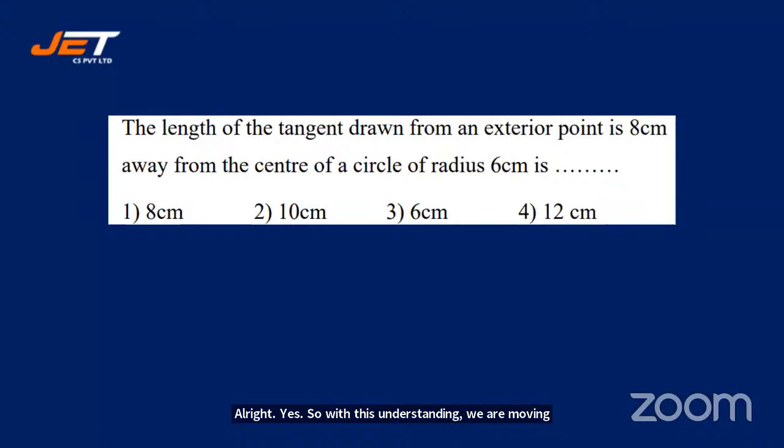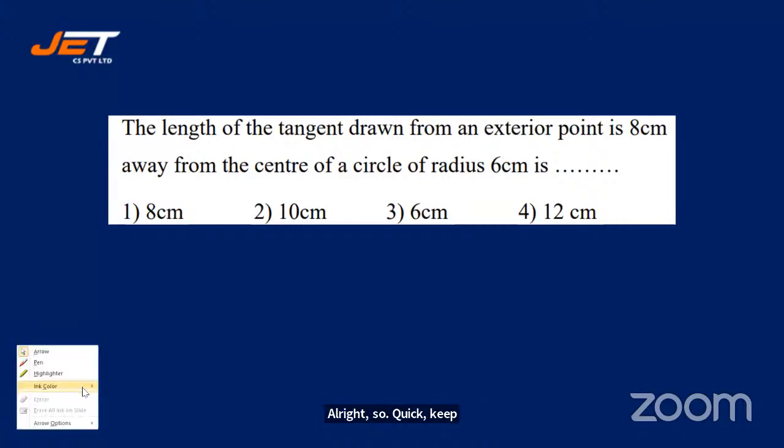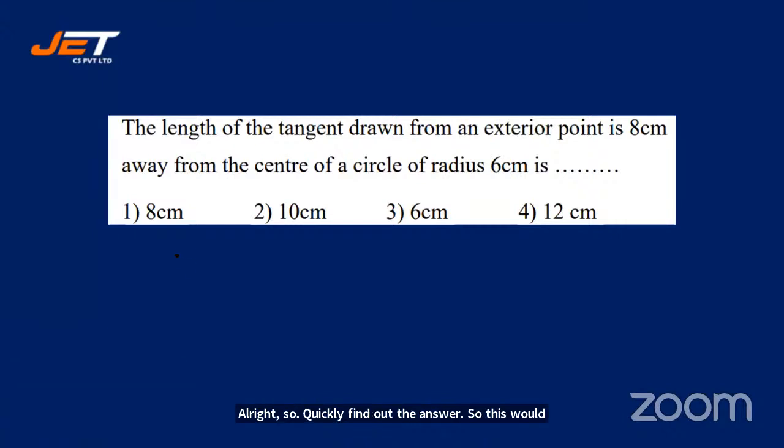Right. See the next sum. The length of the tangent drawn from an exterior point is 8 centimeter away from the center of a circle of radius 6 centimeter. So, what is that you need to find out? You need to find out the length of a tangent. All right. So, quickly find out the answer. So, this would be a good revision for you all. By then, let me explain.